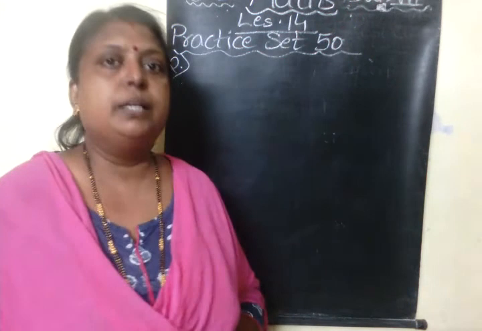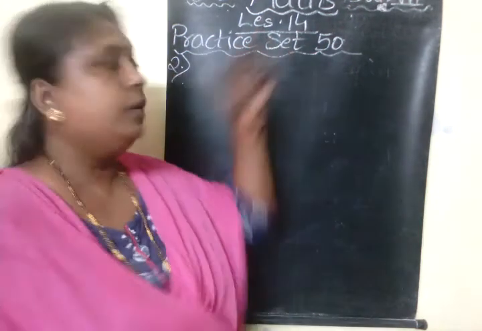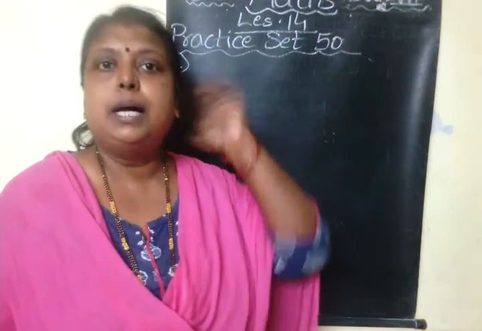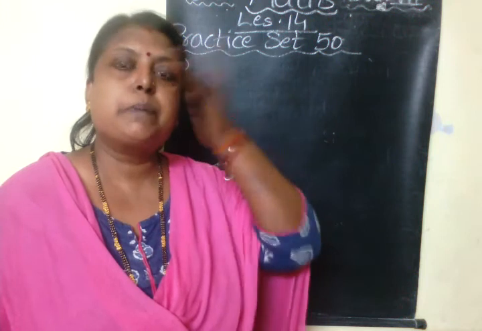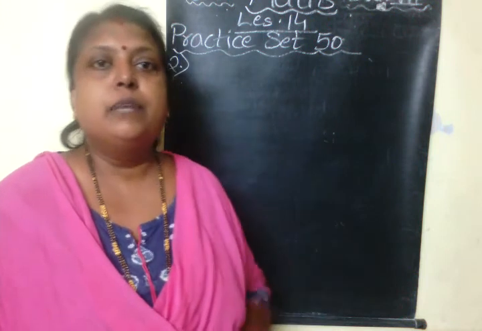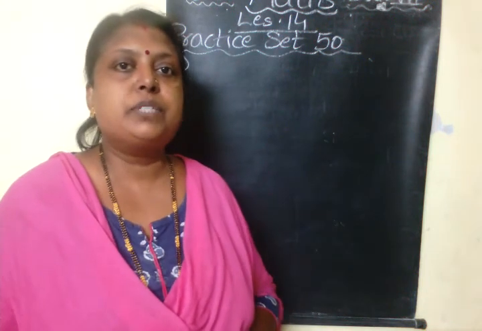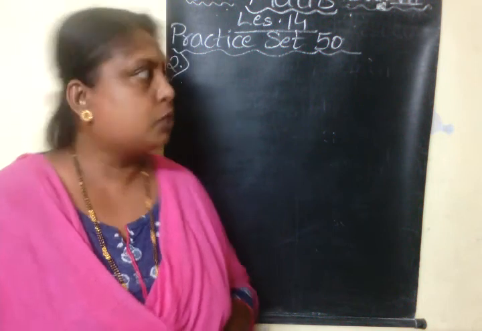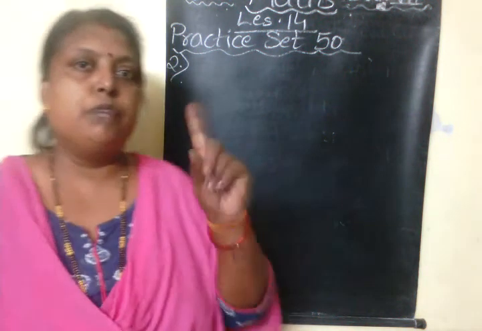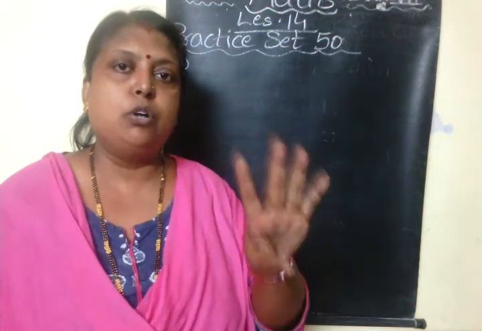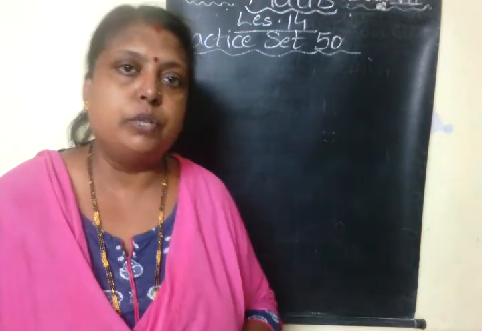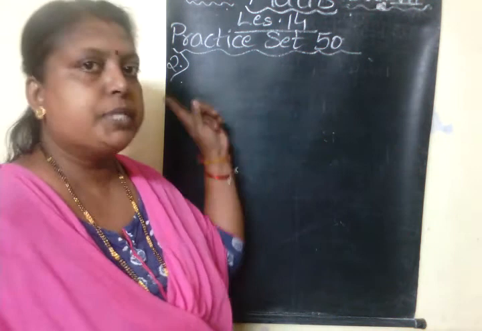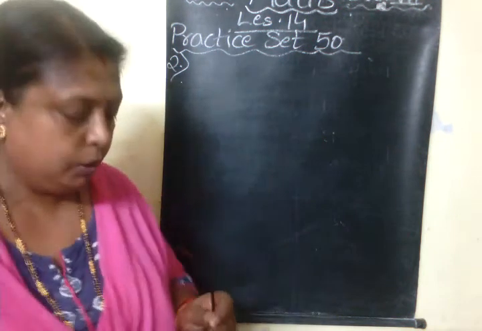Question number 1. Lesson number 14. What is the name of the lesson? Algebraic expression, expansion of squares. First two formulas we have studied, a plus b the whole square and a minus b the whole square. Accordingly, we have solved first question. 4 sums I had solved, 4 I gave you as homework. Now practice set 50, same second question we will be doing now.